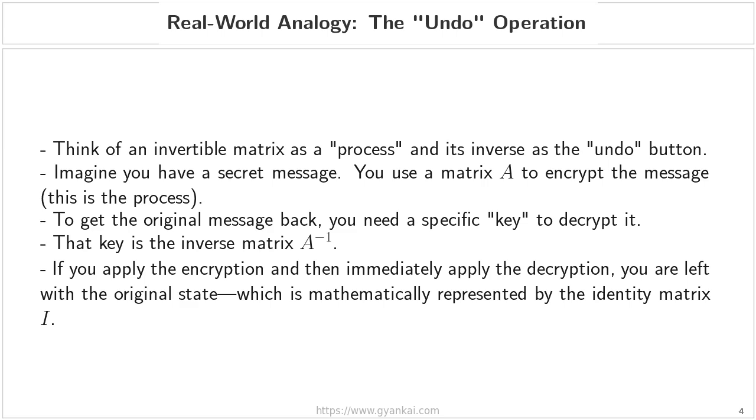So, if you first apply the encryption using matrix A and then immediately apply the decryption using A inverse, you return the message to its original state. Mathematically, this return to the starting point is represented by the identity matrix I, which, as we mentioned in the previous slide, acts as the multiplicative identity. Now that we have a conceptual grasp of how this undo operation works, let us move on to a concrete numerical example to see this verification process in action.